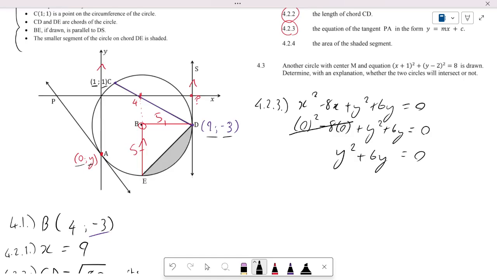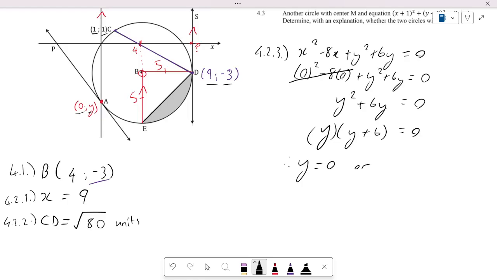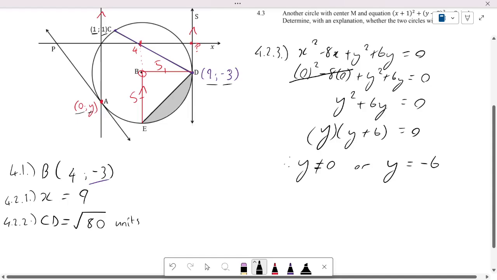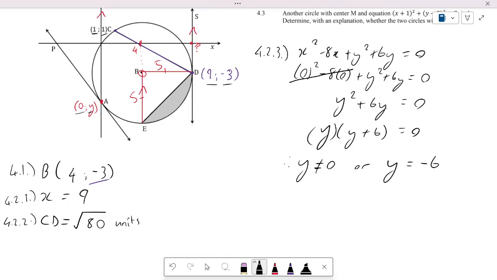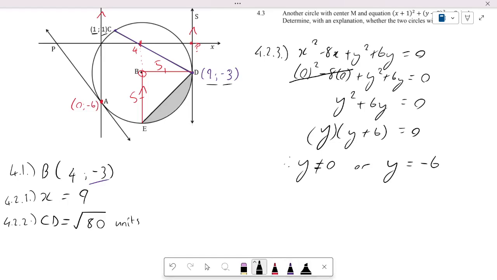Now we are going to take out the common factor, and our common factor is y, so we have y times (y plus 6) equals 0. Remember that if we have two brackets, y is still included. We'll have a solution of y equals 0, or a solution of y equals negative 6. The reason why it can't be y equals 0 is because it's not on the origin. So by logic, the y value is going to be negative 6. Let's write that down: the coordinates of A are 0 and negative 6.